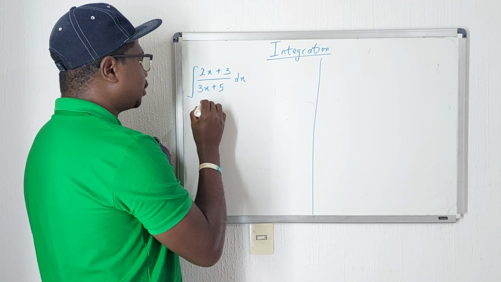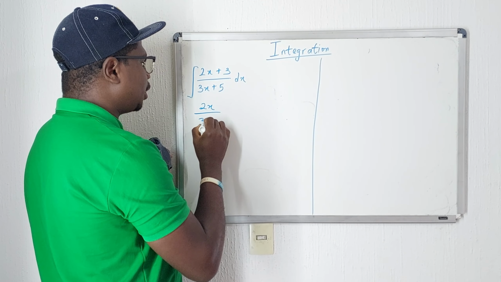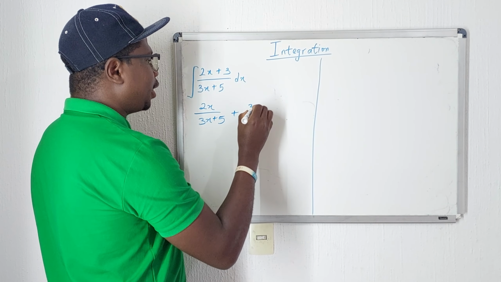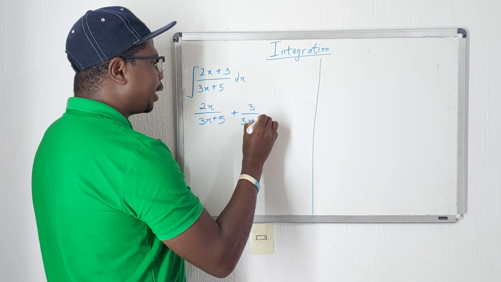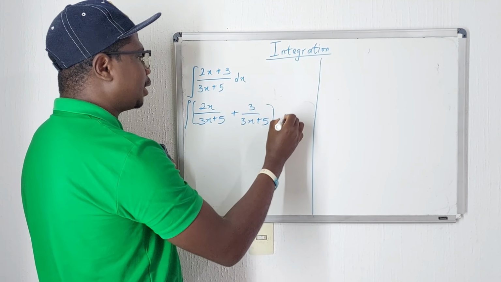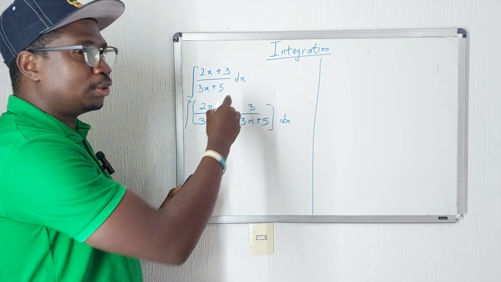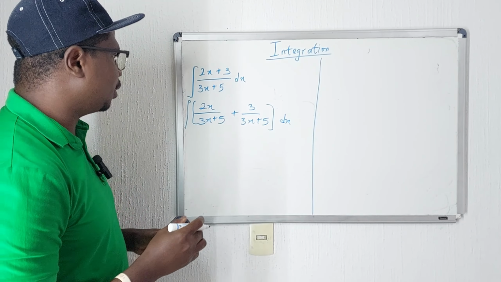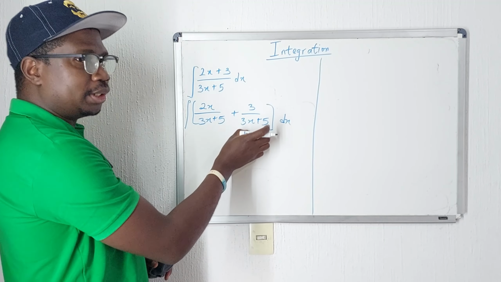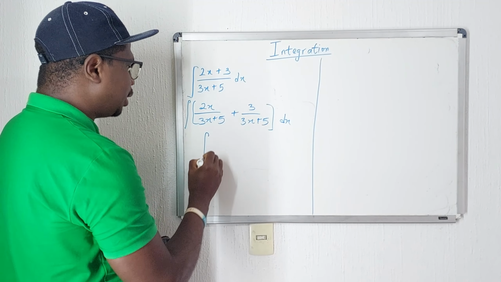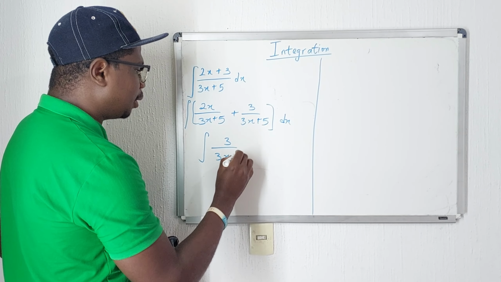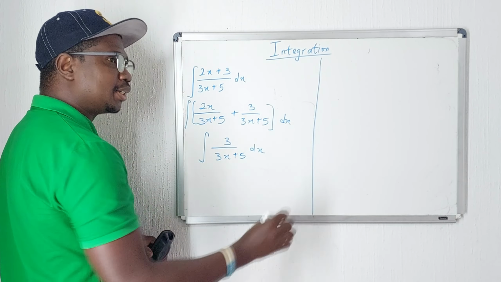Now, we can say 2x over 3x plus 5 plus 3 over 3x plus 5, put them in brackets, dx. So it's basically the same thing. So we can integrate this separately. So let's start with this one, the easier one. The integral of 3 over 3x plus 5 dx.